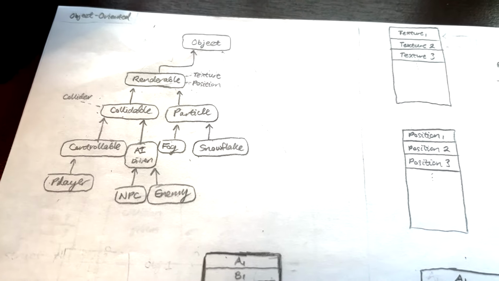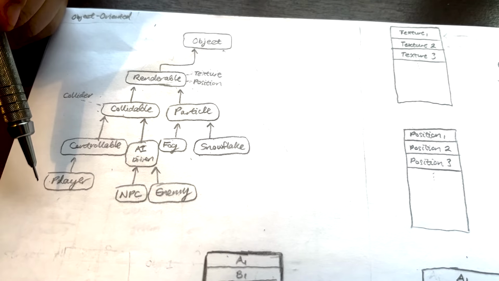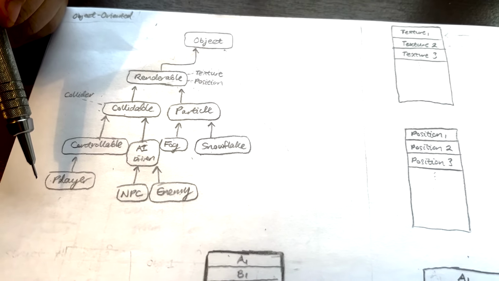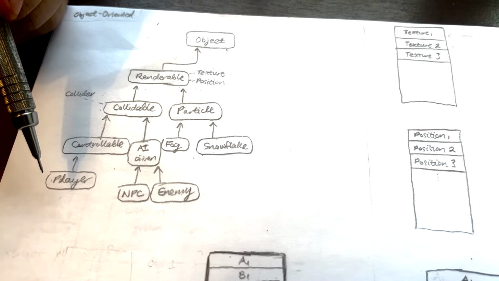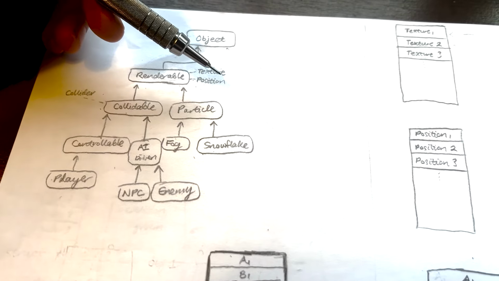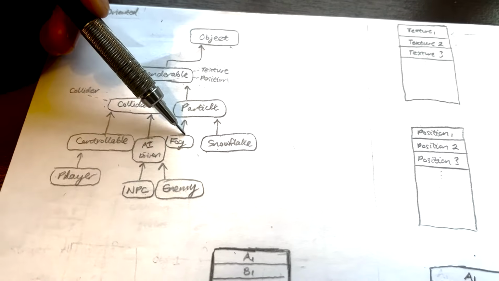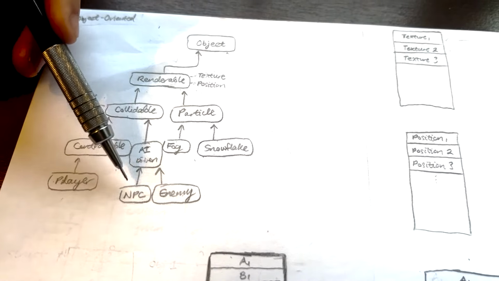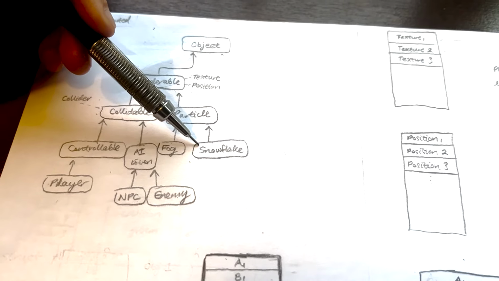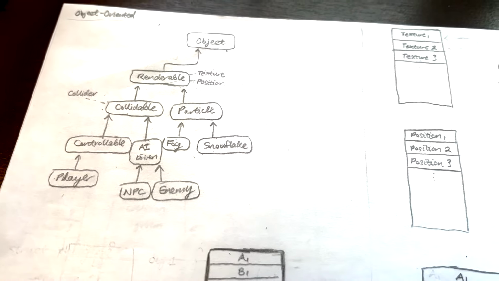Travesty number two is, what if I say I want to add a new property, but I only want player and fog to have this property. I don't want NPC, enemy, or snowflake to have this. How would we approach this?